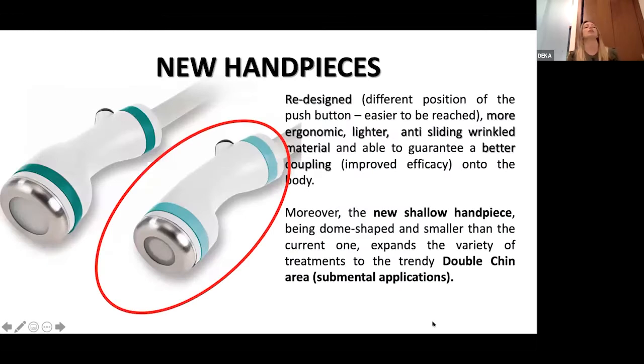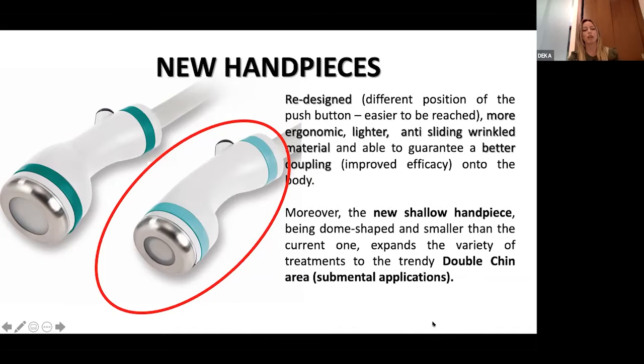Submental treatment is a new area that we can treat, the double chin area. This is thanks even to these new handpieces. So probably you already have them. They are more ergonomic, lighter, and they guarantee a better coupling with the skin of our patient. So it's really easier to do a treatment with them.